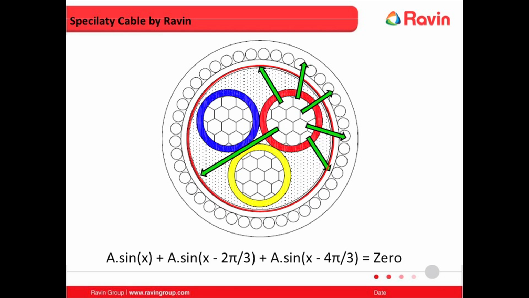If we look at a truly symmetrically designed cable, all the induced voltages have equal amplitude and are 120 degrees out of phase with each other. These cancel out each other and the induced voltage in the ground conductor is truly zero. This cancellation of individual induced voltages is due to the symmetry of the cable.